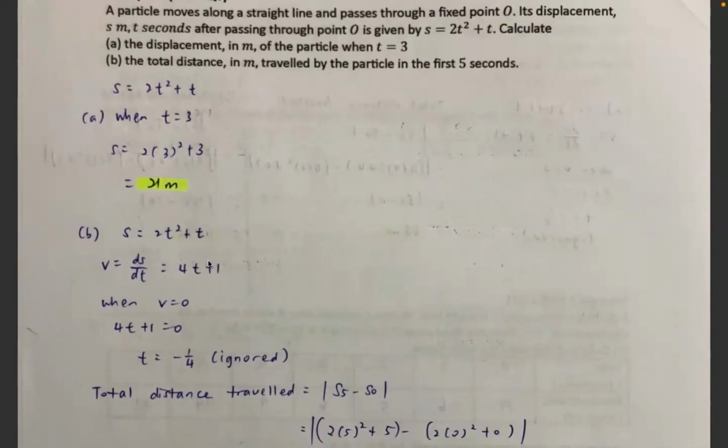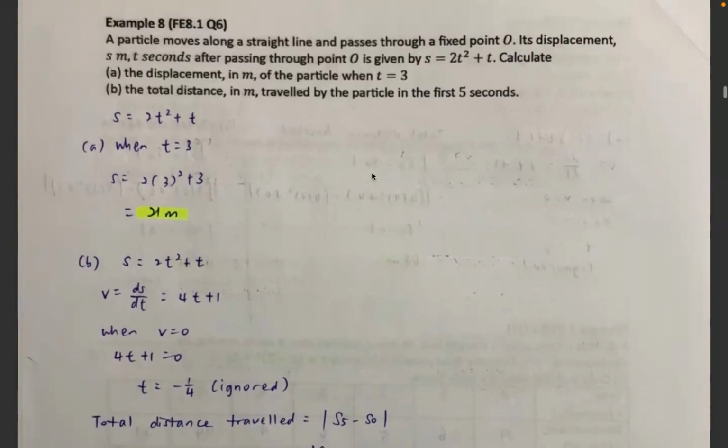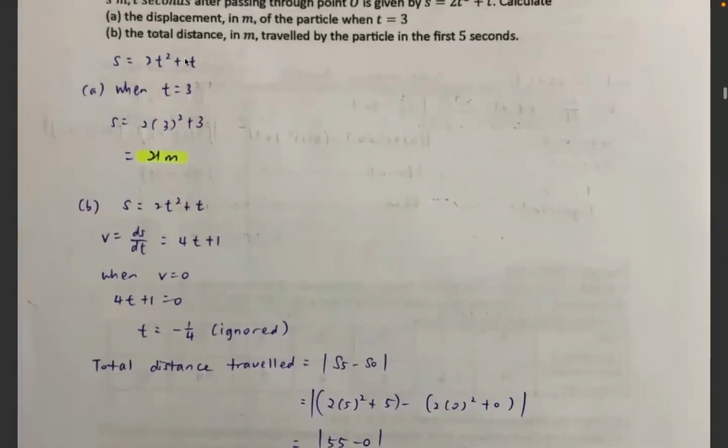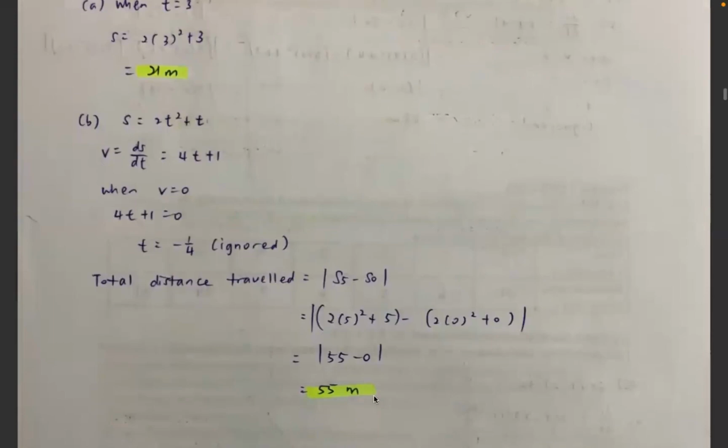So differentiate, we have answer 4t plus 1. When 4t plus 1 equals 0, we have t equals negative 1 over 4. Time cannot be negative, so ignored. Okay, that means we have identified that the particle won't change direction. So when you want to find the total distance, you just have to do S5 minus S0 modulus. Okay, so t equals 5, substitute into the equation, minus t equals 0, substitute into the equation. Then we have answer 55 meter.